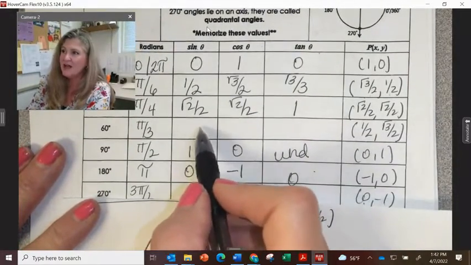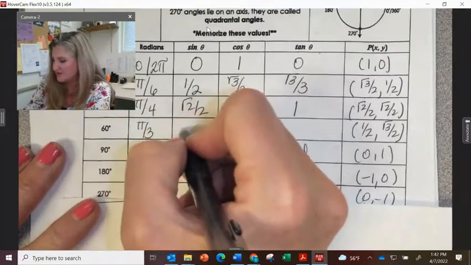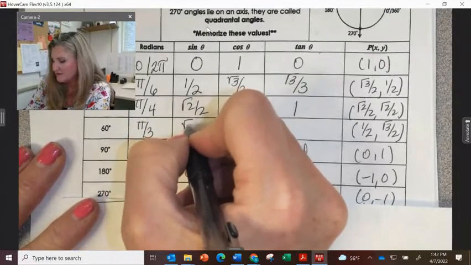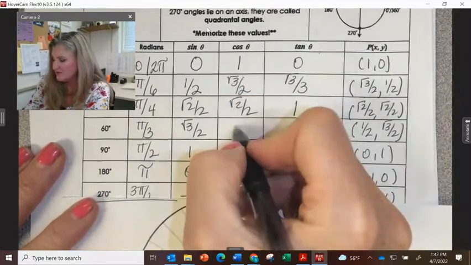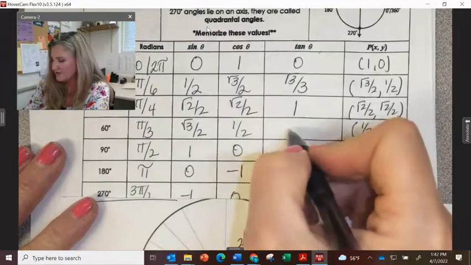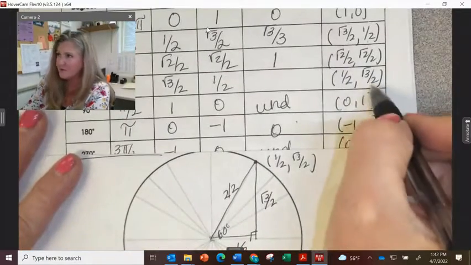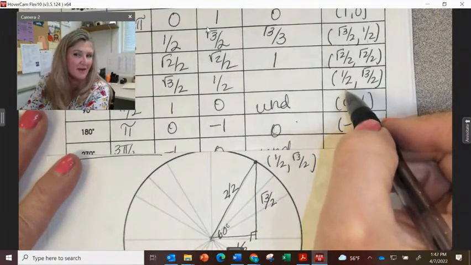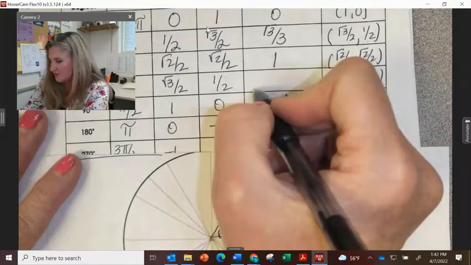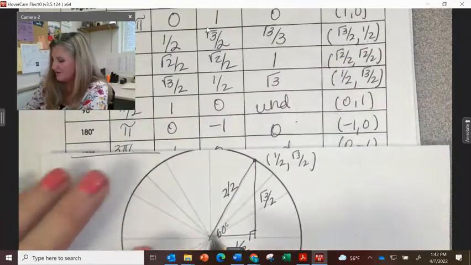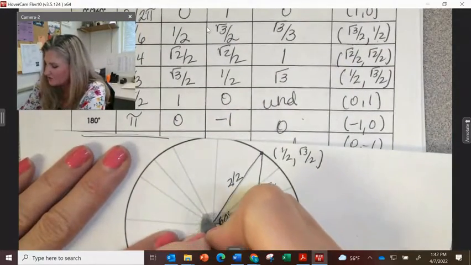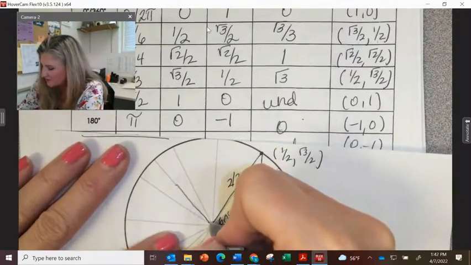Now, the sine is just going to be y. So sine is going to be what? What's this one? Radical 3 over 2 divided by 1/2. Think about it. What is it? Radical 3. Very good.